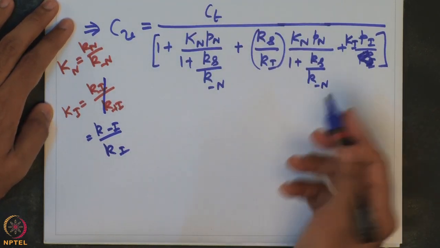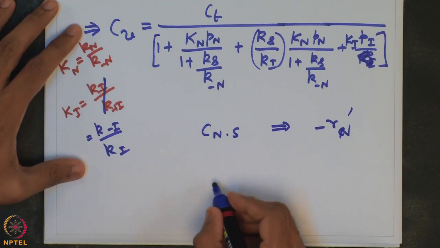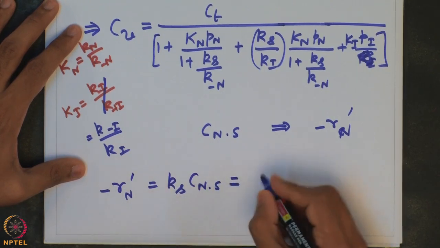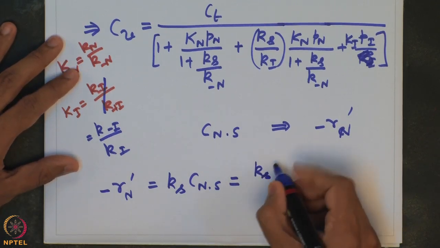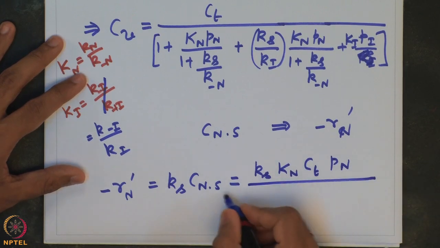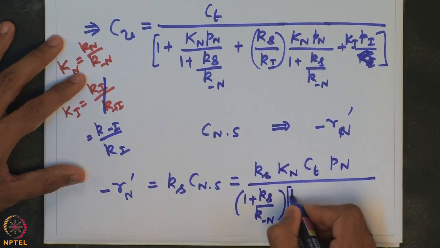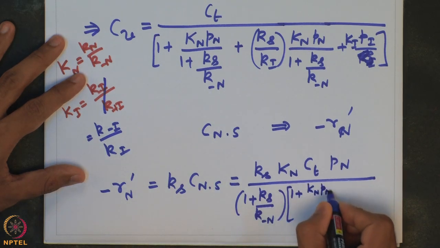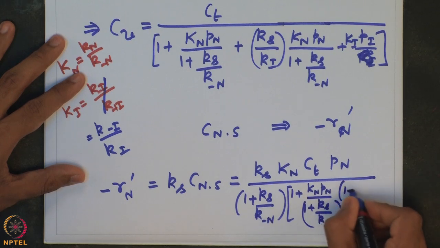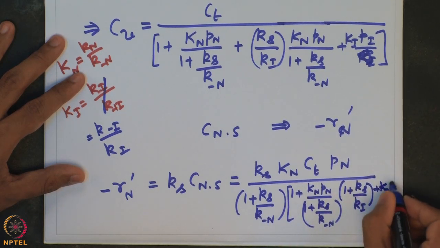So, this Cv I can substitute back in Cns, and that I can substitute in the expression for Rn, the overall reaction rate. So, the overall reaction rate will essentially be equal to Ks into Cns, and that is equal to Ks into Kn into Ct into Pn divided by 1 plus Ks by k minus n multiplied by 1 plus capital Kn Pn divided by 1 plus Ks by k minus n multiplied by 1 plus Ks divided by Ki, plus capital Ki into Pi.